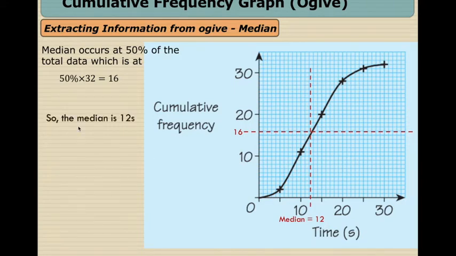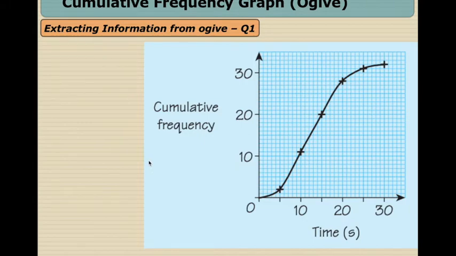Therefore, the median is 12 seconds. As simple as that, right? Next, how do we extract lower quartiles or Q1 from the ogive?